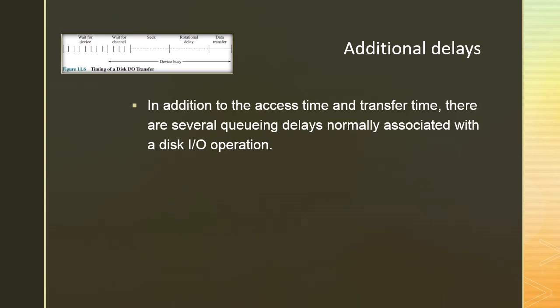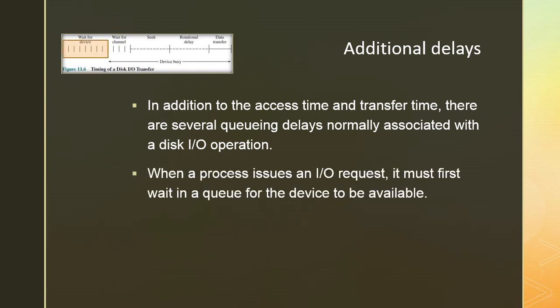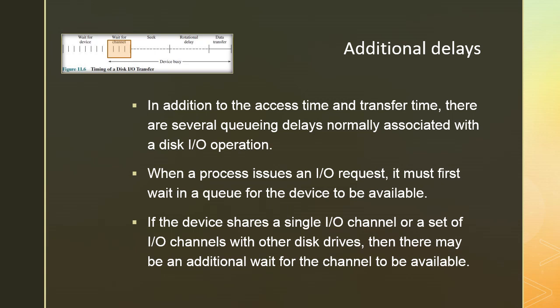In addition to the access time and transfer time, there are several queuing delays normally associated with a disk I/O operation. When a process issues an I/O request, it must first wait in a queue for the device to be available. Finally, the device is assigned to the process. If the device shares a single I/O channel or a set of I/O channels with other disk drives, then there may be an additional wait for the channel to be available. At that point, the seek is performed to begin disk access.